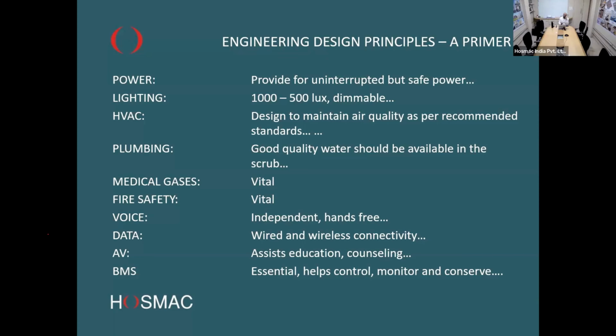HVAC is of paramount importance because air quality is uncompromisable, non-negotiable. So it has to be designed to maintain air quality as per recommended standards. Again, something that we'll come back to.